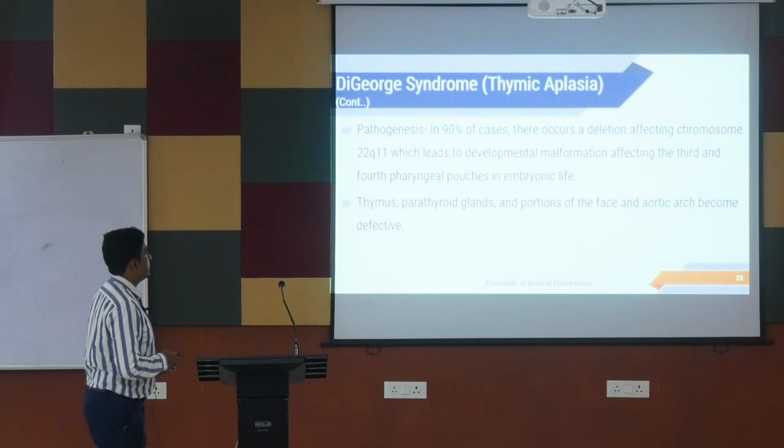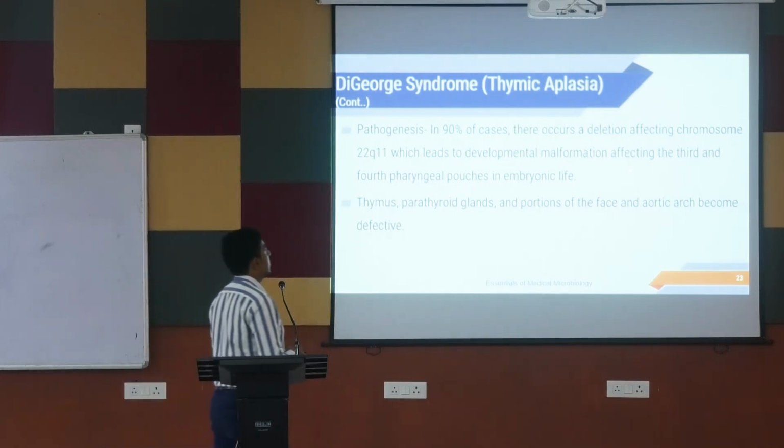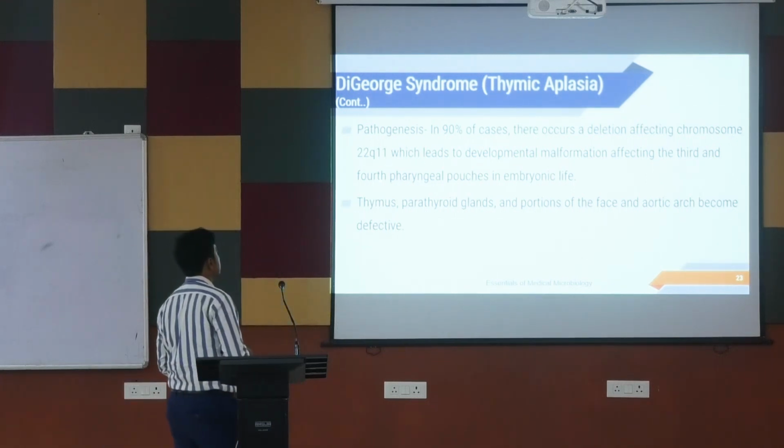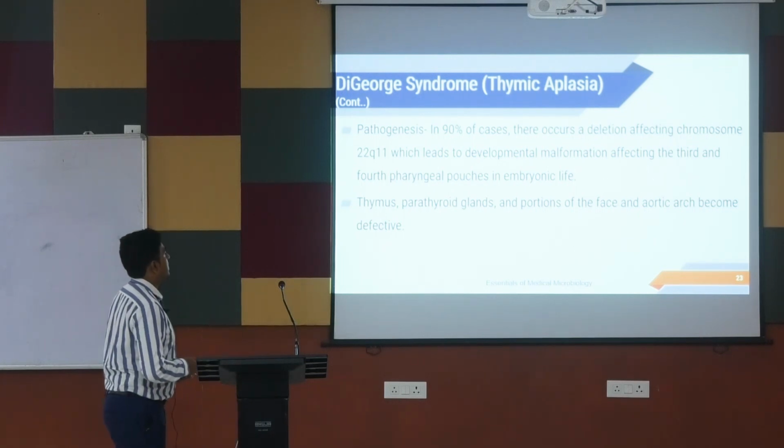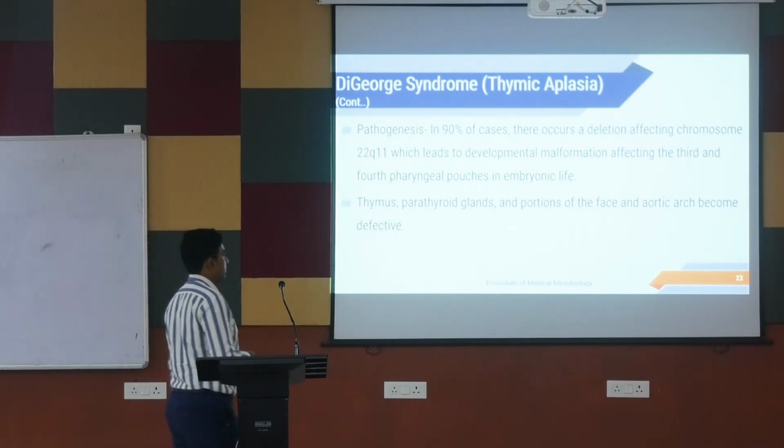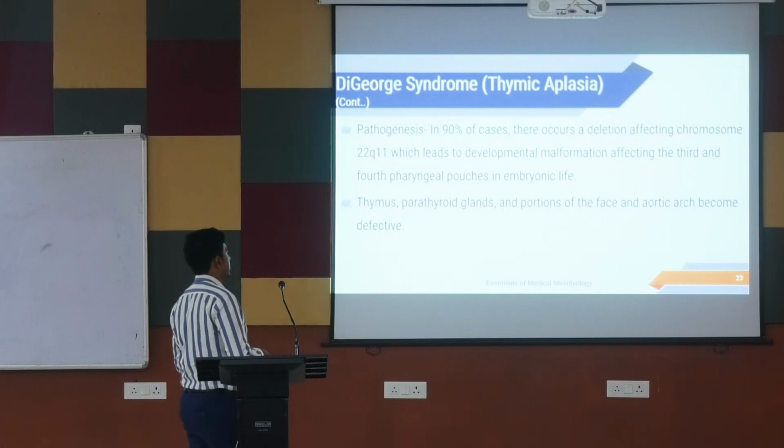How does the pathogenesis occur? In 90% of the cases, there occurs a deletion affecting chromosome 22q11, which leads to a developmental malformation affecting the third and fourth pharyngeal pouches in the embryonic life. The thymus, parathyroid glands and the portions of the face and aortic arch become defective.